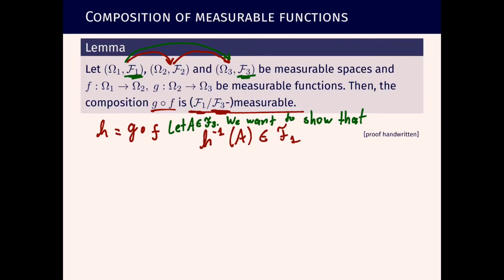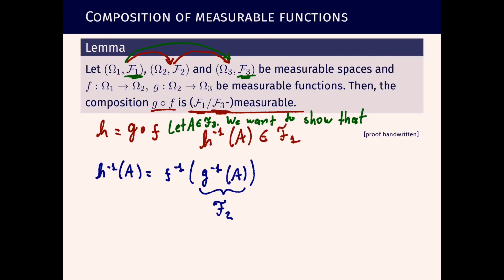So of course the argument starts by stating let A be any set in F3, we want to show that the preimage of A is in F1. But as you can see already, there's not much left to prove. Why? Because h minus 1 of A equals f minus 1 of g minus 1 of A. By assumption, this is in F2 because g is measurable, and therefore this is in F1 because f is measurable, and that concludes the proof.